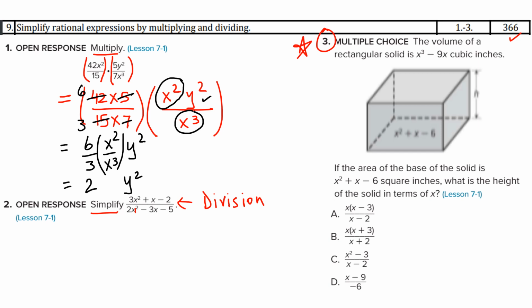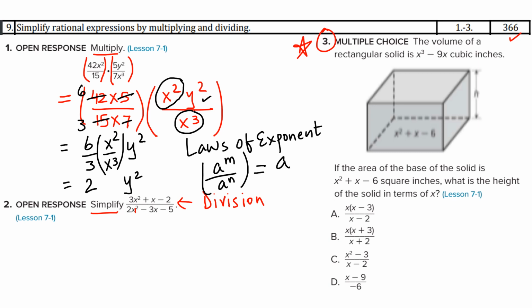Now I want you to recall your laws of exponent. So what does the law of exponent say? If you have two exponents with the same base and different power and you are doing division like this, x squared divided by x cubed, then the power gets subtracted. So I'm going to subtract 2 with 3. That leaves me with a negative 1 here. That's going to be your answer.